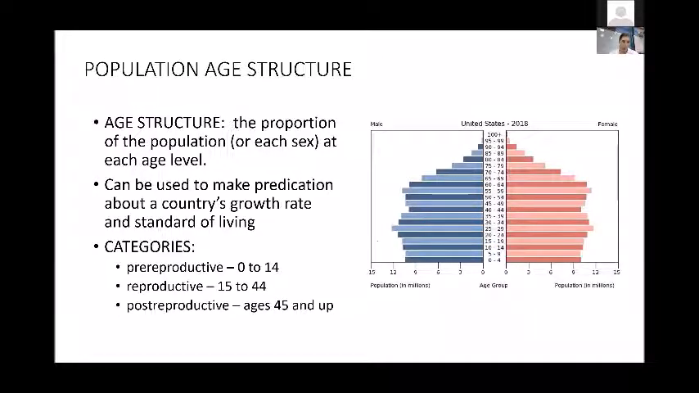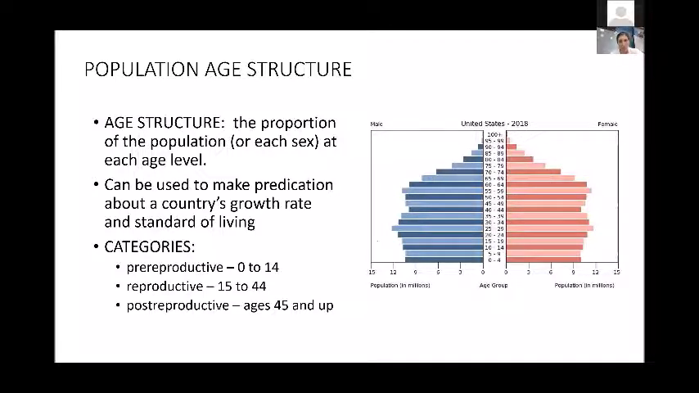So another way that we can look at the human population and use its demographic statistics to predict quality of life and also potential growth rate is by looking at age structure diagrams. So do expect to see some of these on the test. An age structure is just the proportion of each population for each sex at each age level.